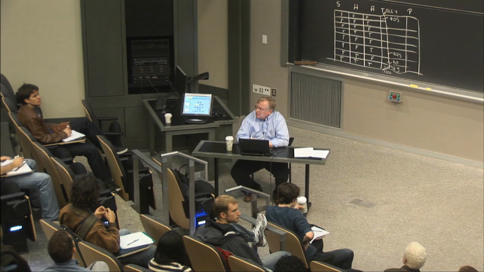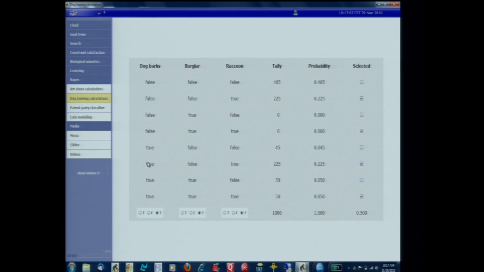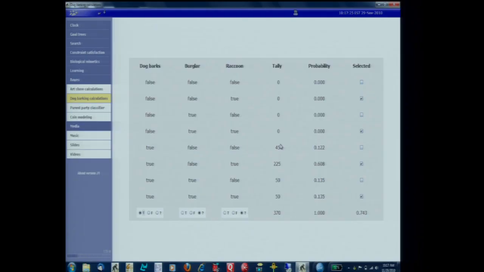But now what happens to that probability if I know the dog is barking? Well, all I need to do is limit my rows to those where the dog is barking, those bottom four. And I'll click that there, and you notice all these tallies up above the midpoint have gone to zero, because I'm only considering those cases where the dog is barking. In that case, the probability that there's a raccoon, just the number of tallies over the total number of tallies, I guess it's 225 plus 50 divided by 370. That turns out to be 0.743.